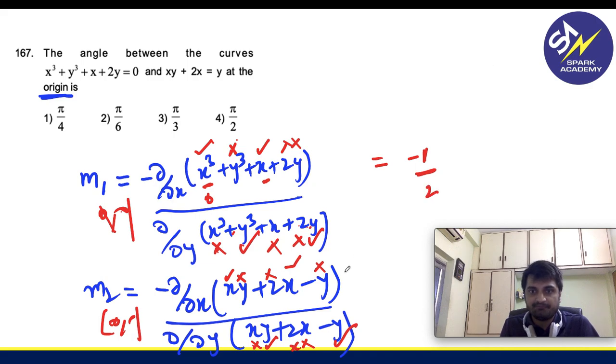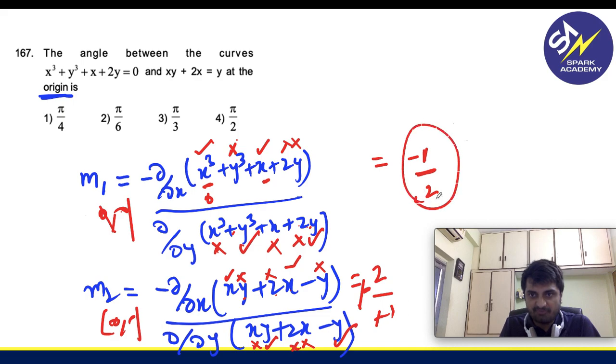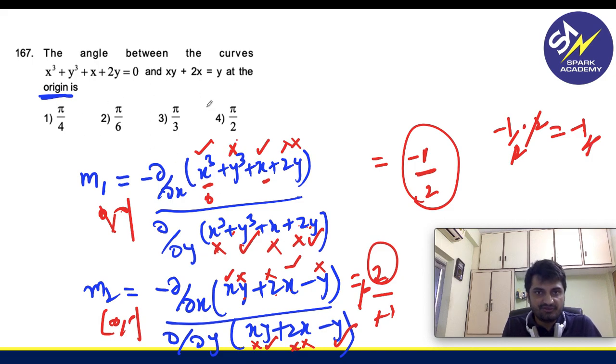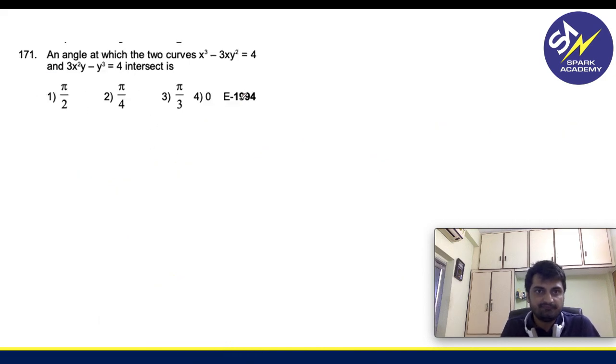2y means 2. What about this, guys? Same process. y is a constant, so it becomes 0. 2 into 1 will be 2 basically. This will be what? Minus 2 by minus 1 I am getting. So this is 2. Are you observing that the product of these two, minus 1 by 2 into 2, that value is minus 1? In other words, the product of slopes is minus 1. So it's 90 degrees or orthogonal.